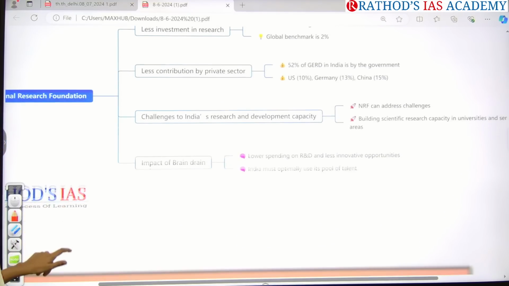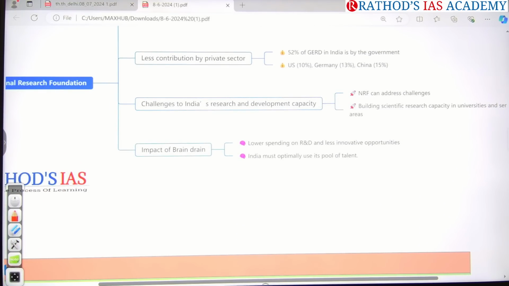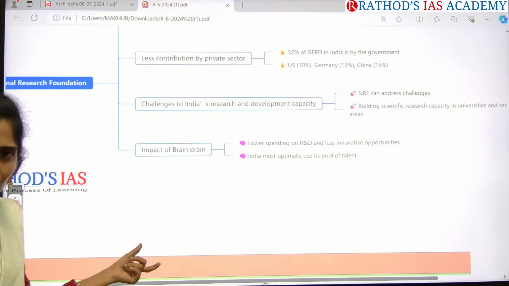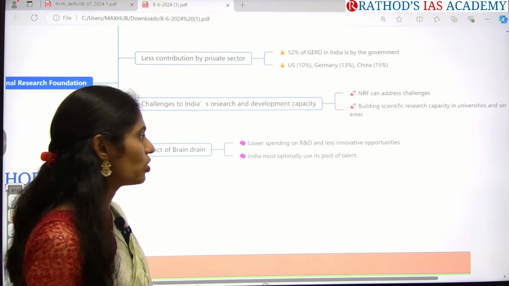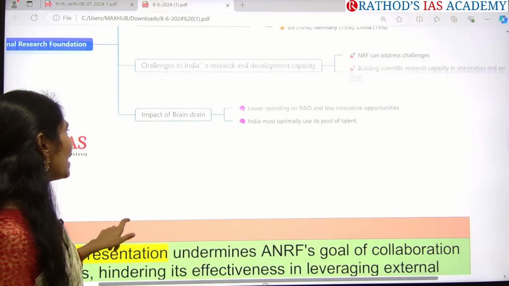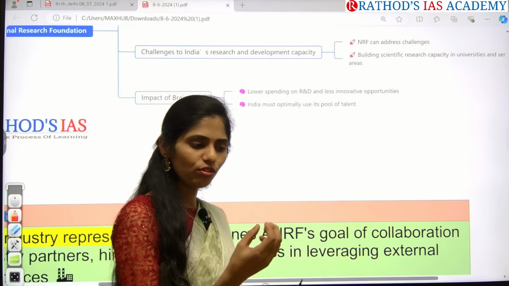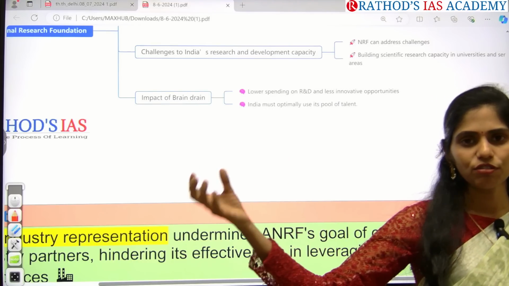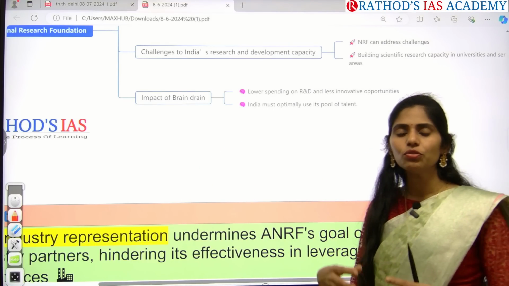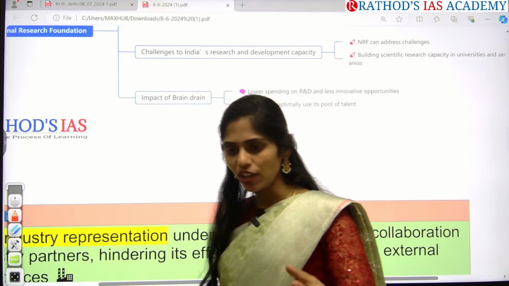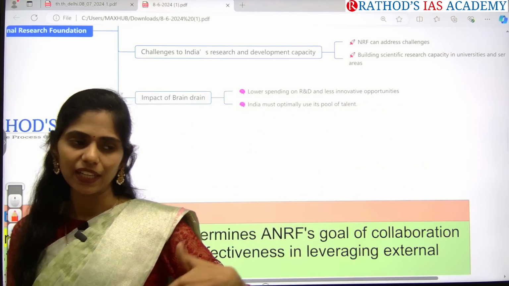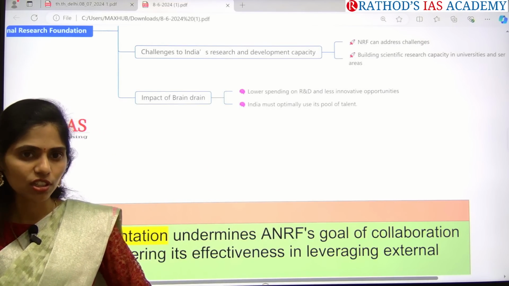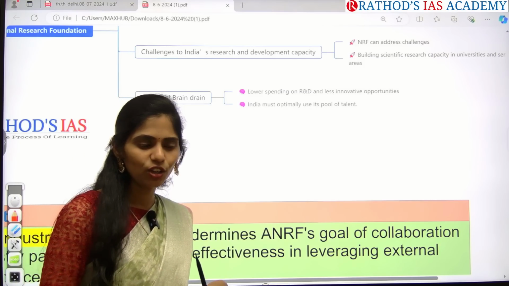And next, there are lots and lots of challenges that we are facing in research and development capacity in India. To address these challenges, NRF is very much required. And this one is the impact of brain drain. If you are not focusing on research and development in India, students will go to other foreign countries because they are not getting what they expect here. If you get what you expect, like expenditure in R&D, you will work here and have a good future, so you will be working in India and not going out.